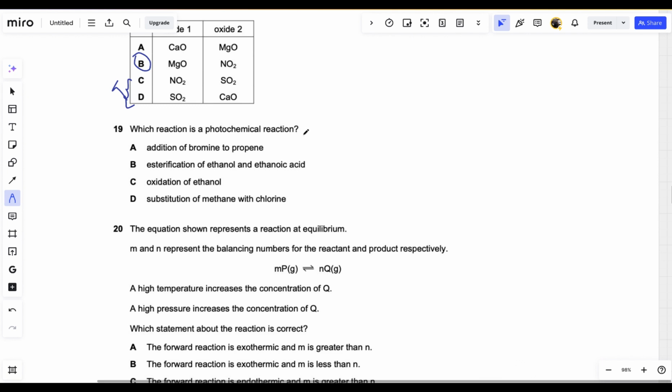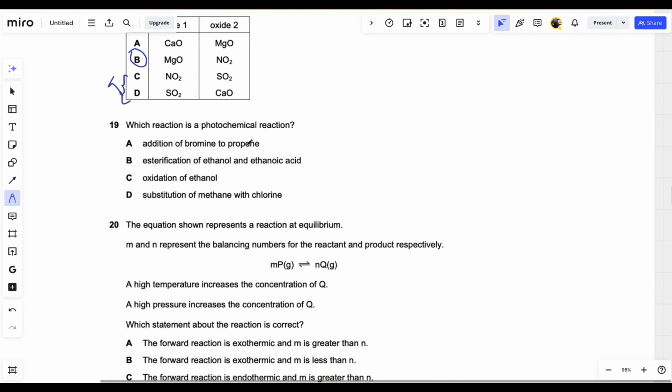Which reaction is a photochemical reaction? Okay, maybe we split this video into two, part 1 and part 2. We finish, we continue immediately. Which reaction is a photochemical reaction? Photo means the one that gives light. When you say photochemical reaction, you're talking about reactions that involve light.